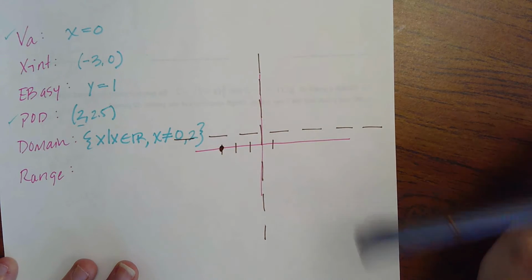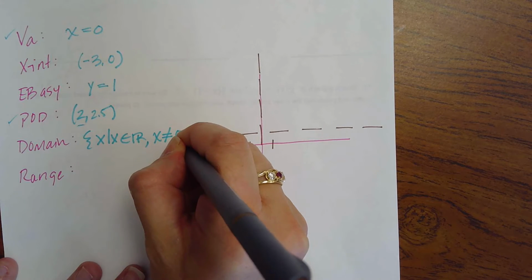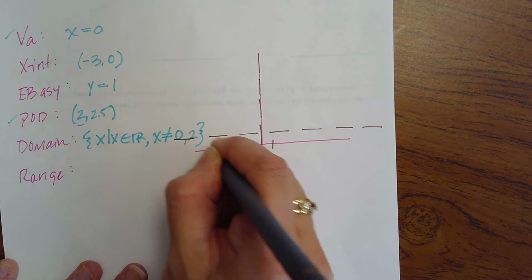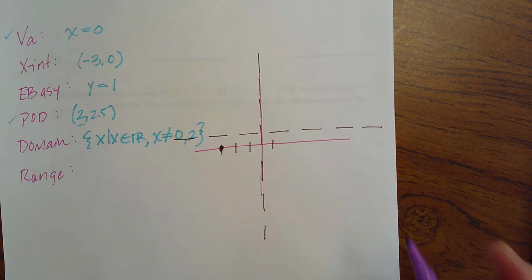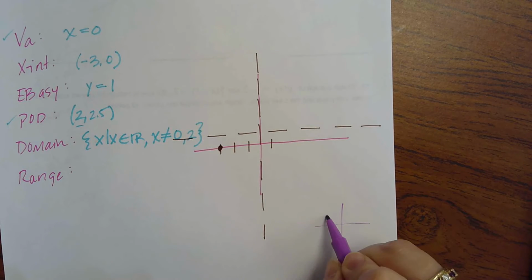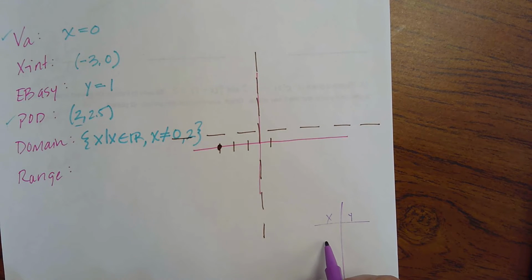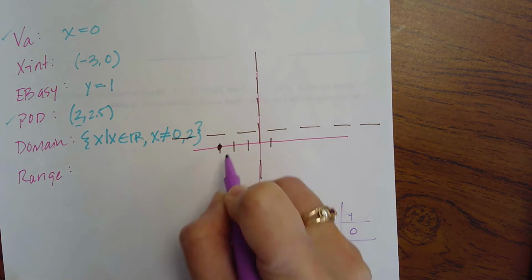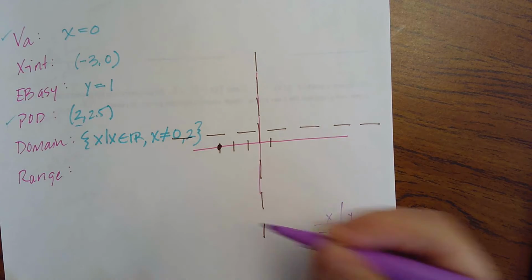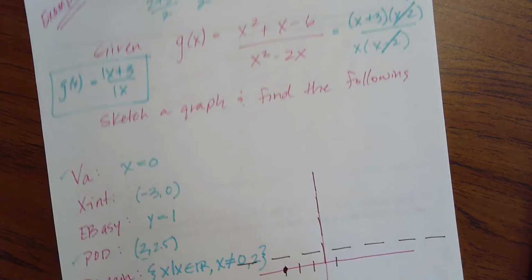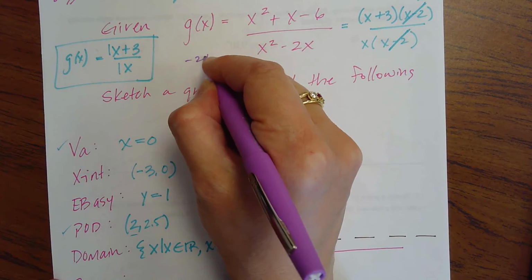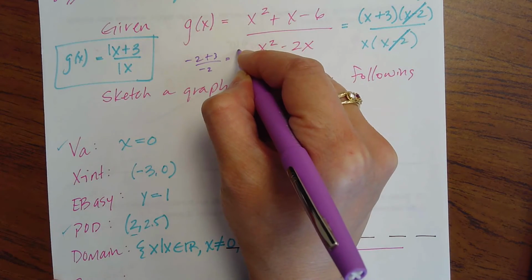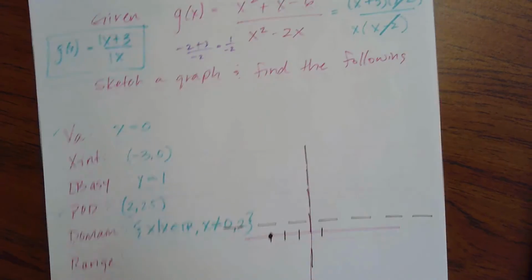I'm going to ask that you find a couple points per branch. So I already know that this branch is over here. It has to approach my asymptote, so it has to be in this section. To get another point, I'm just going to draw a quick table here. So I already have -3, 0. I might do -2 because I want to know how steep that is. If I plug -2 back into my reduced function, I would get -2 plus 3 over -2, which would be 1 over -2, which is -1/2.